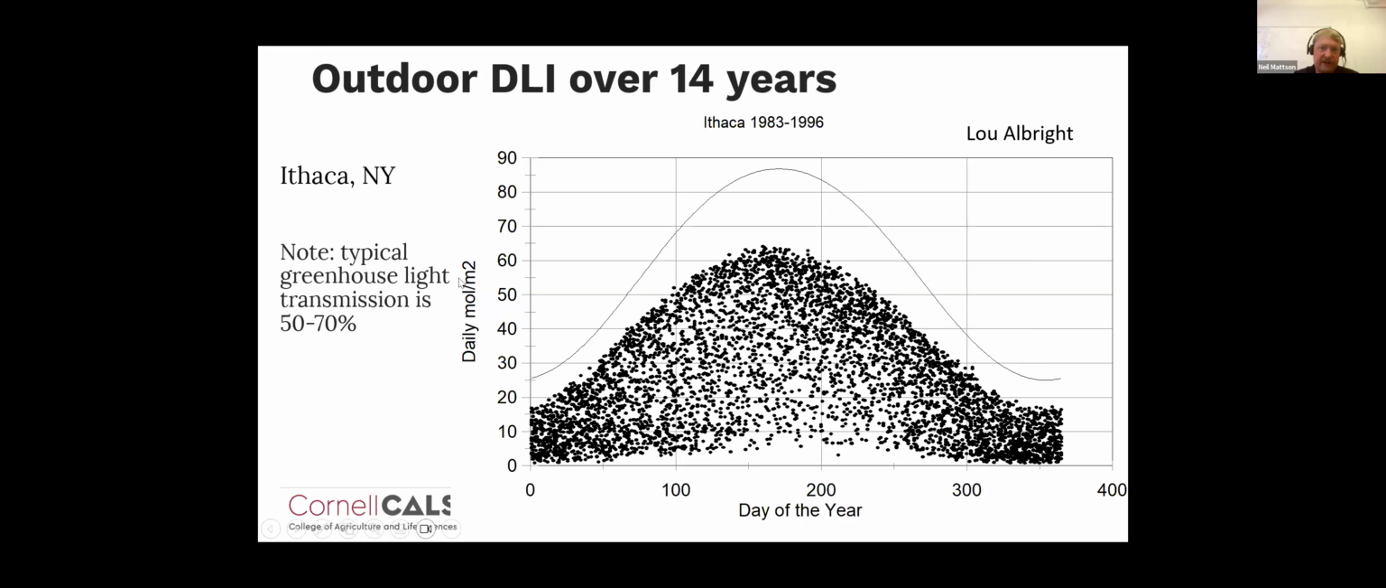Oh, and just to point out, this was outdoor daily light integral, as were my previous graphs. And on average, about 50 to 70% of that sunlight actually gets into a greenhouse. So our greenhouse daily light integral values, which is what we're concerned about for our crops, are actually lower.